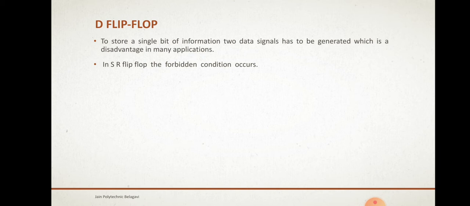The D flip flop is also called a delay flip flop because the input D is delayed from getting to the output Q by one clock pulse. The D flip flop has two inputs including the clock pulse: D and clock are the two inputs of the D flip flop.